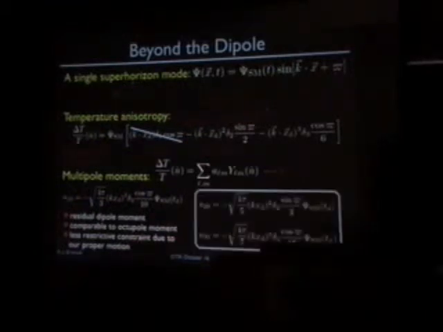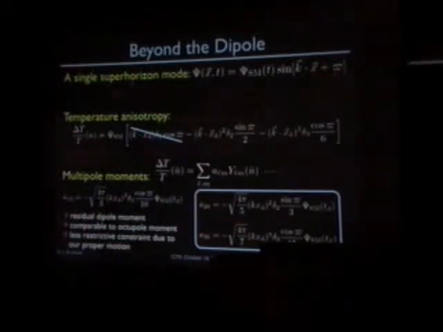So the multipole moments here, you still get a residual L equals 1 multipole moment. It comes from the octupole term because it's quadratic in kx. That means it's comparable to the L equals 3 octupole moment. And since our dipole is contaminated by our proper motion, this is going to give us a less restrictive constraint. The two constraints we have to worry about are the quadrupole, A20, and the octupole, A30.